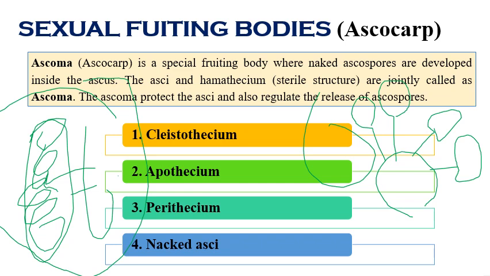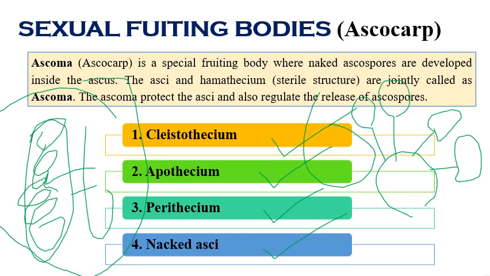Now this ascoma actually protects the asci. Why? Because it is produced inside a sac-like structure, it will protect the asci and regulate the release of ascospores. So it also regulates the release of ascospores in a required fashion. Okay, so there are four kinds of sexual fruiting bodies: cleistothecium, apothecium, perithecium and naked asci. These are the four kinds of sexual fruiting bodies in Ascomycota.